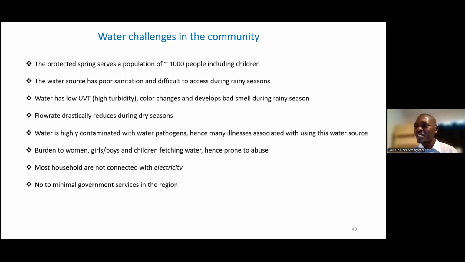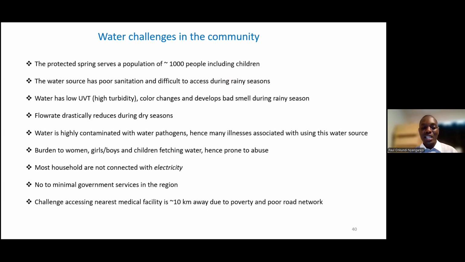This community receives very minimal. Nobody cares about the water they drink. So it is the community which needs to come together to see how they can have their own water. So how can we come in to help them? And therefore, in this given case, this is the other issue.